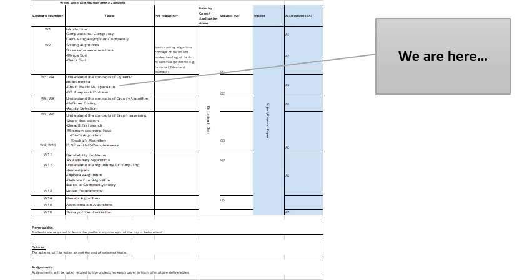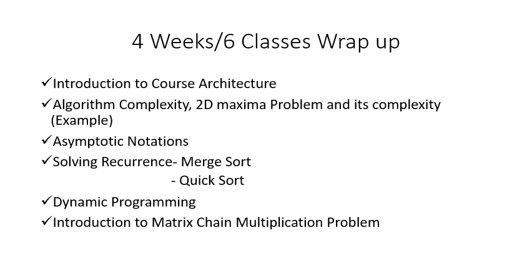Now you can see that we are on the problem of chain matrix multiplication. This is the quick review or summary of 4 weeks or 6 classes that we have taken so far. We started our course with the introduction to the course architecture, and the document that I have shown you in the previous slide was discussed in detail in that class.